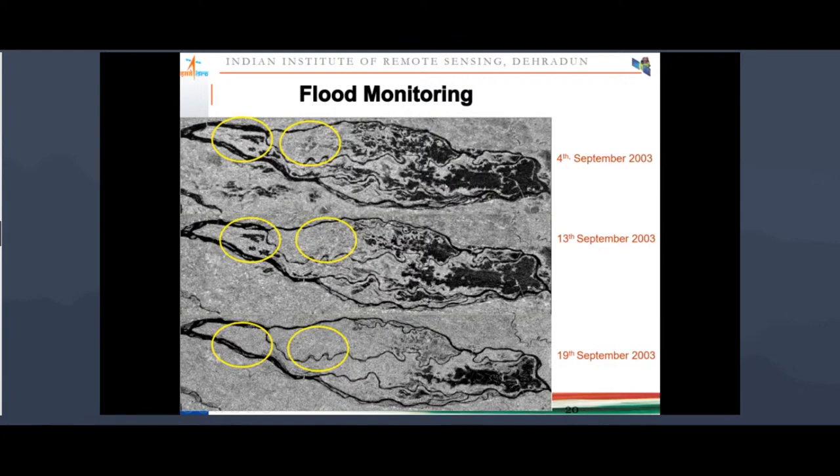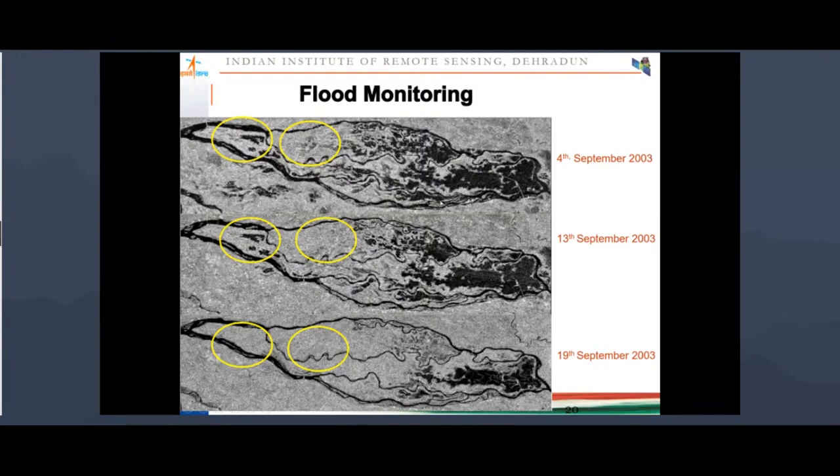This is agriculture, a very beautiful agriculture area. No crop will survive. While here, no problem. Crop will be damaged, but not that much. Okay, here, very little flood is there. Here, no flood. So this is even less than 9 days. So here, no damage. So that's how you can monitor.